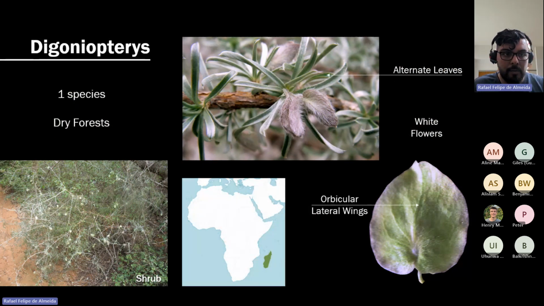And now we're going to talk about Digonopteris. It's a very weird genus with a single species, endemic to dry forests of South Madagascar. So they are shrubs. They have alternate leaves that kind of look like verticillate leaves, but they are not. They have white flowers. I didn't have access to any photos of their flowers, and their fruits are represented by a dry winged mericarp with orbicular lateral wings, as you can see here in this picture. And it's only found in very dry forests in South Madagascar.